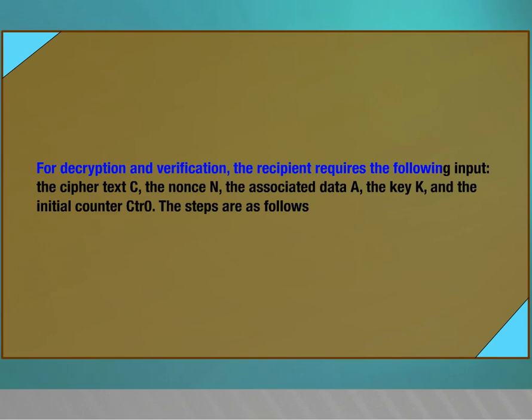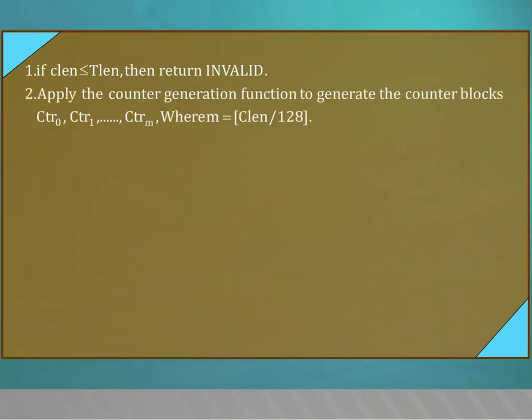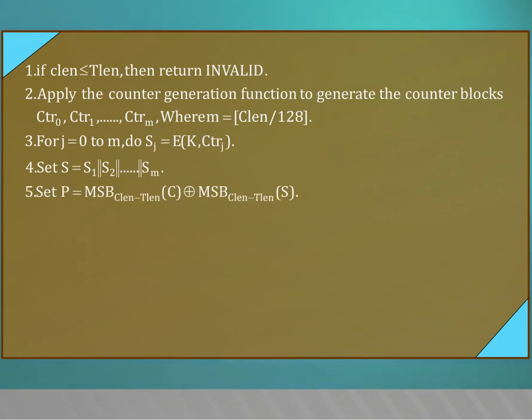For decryption and verification, the recipient requires the following input: the ciphertext C, the nonce N, the associated data A, the key K, and the initial counter CTR0. The steps are as follows. If Clen is less than or equal to Tlen, then return invalid. Apply the counter generation function to generate the counter blocks CTR0, CTR1, and so on up to CTRm, where m is equal to Clen divided by 128. For j equal to 0 to m, do Sj equal to E(K, CTRj). Set S equal to S1 concatenated with S2 and so on up to Sm. Set P equal to MSB Clen minus Tlen of C XOR MSB Clen minus Tlen of S. Set T equal to LSB Tlen of C XOR MSB Tlen of S0.